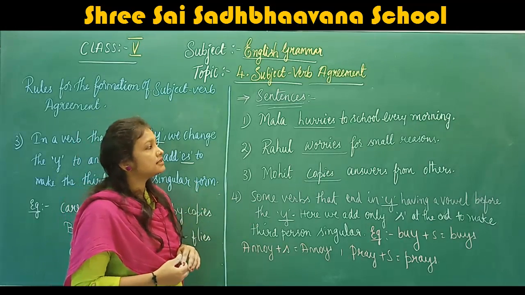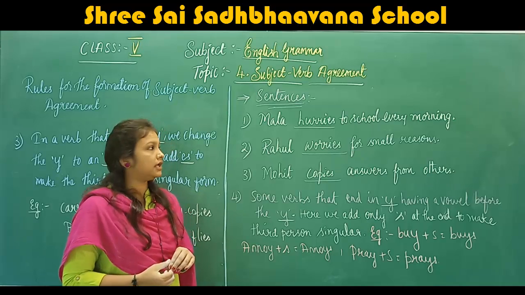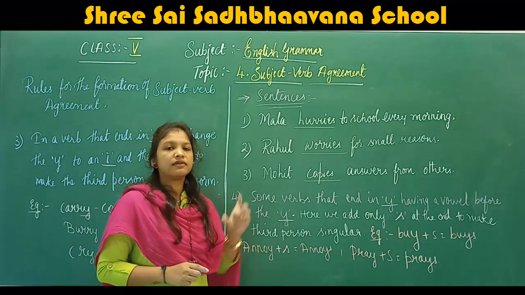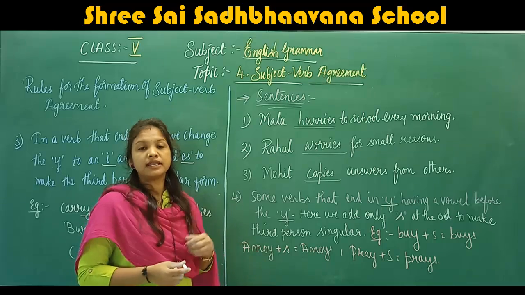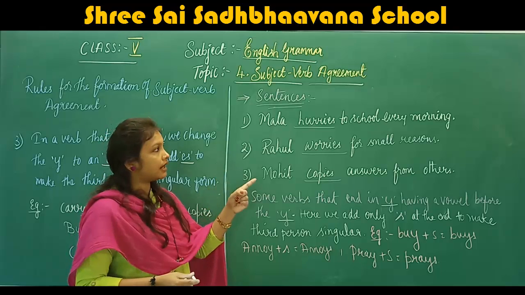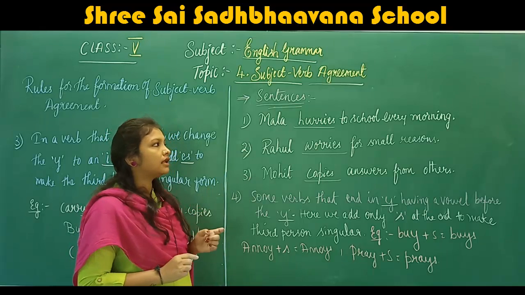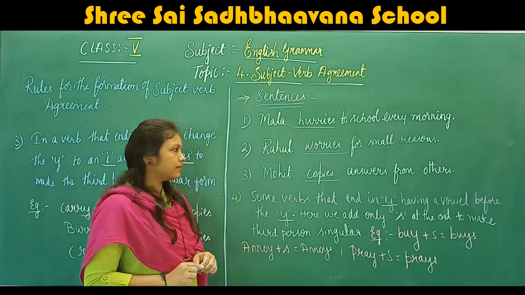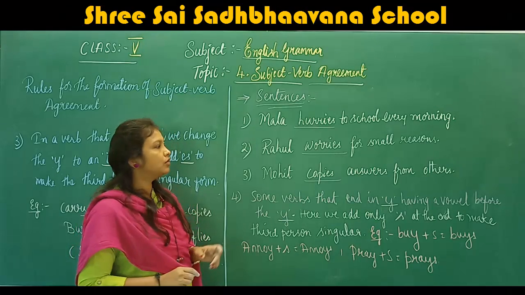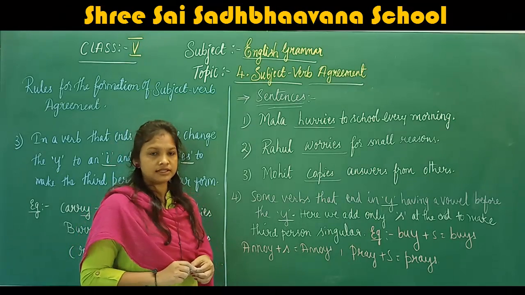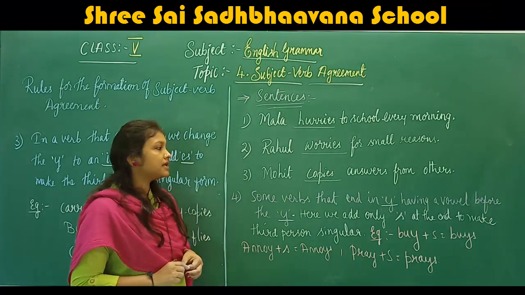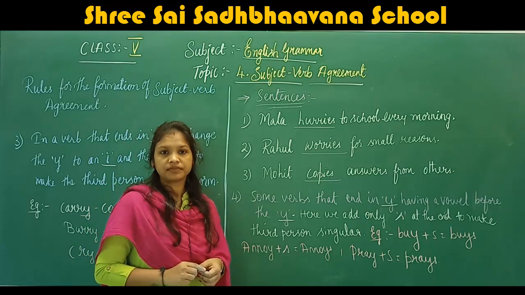Mala hurries to school every morning. So here hurry is a verb. When we are converting the verb hurry into third person singular form, we have removed the letter y and added i and es. Mala hurries to school every morning. Next example, Rahul worries for small reasons. Next, Mohit copies answers from others.